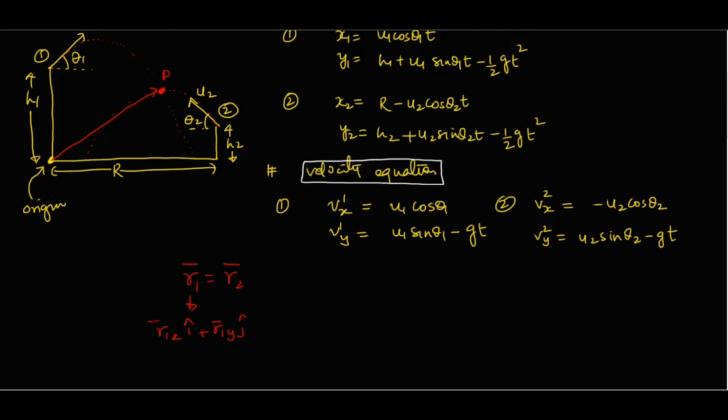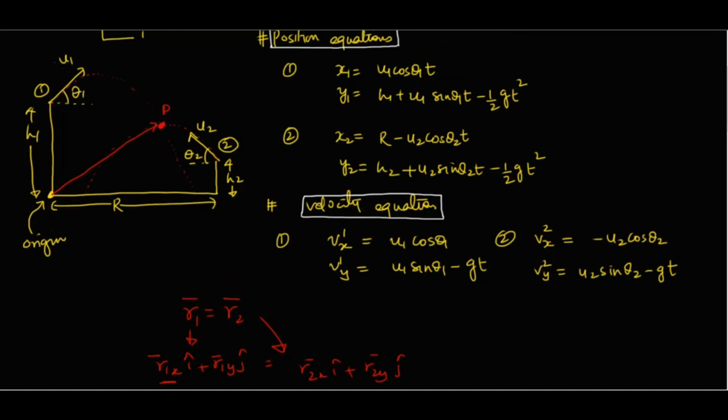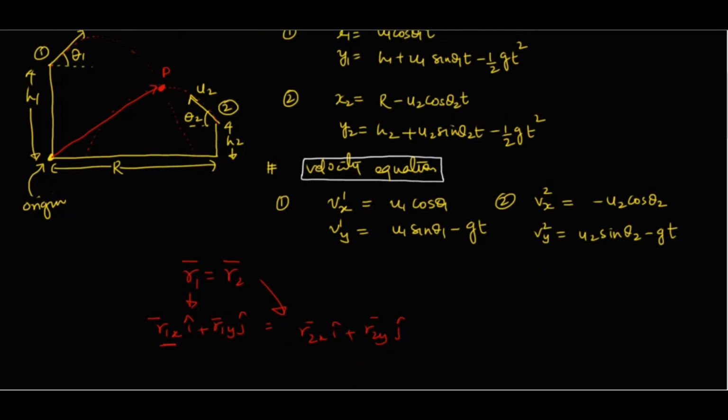And similarly I can have the second particle. This is going to be r2x i plus r2y j. Now there's nothing new here, right? This r1x is basically the final position of particle 1, this x1 thing, and similarly r1y is nothing but this y1. r2x is this x2 and r2y is this y2.